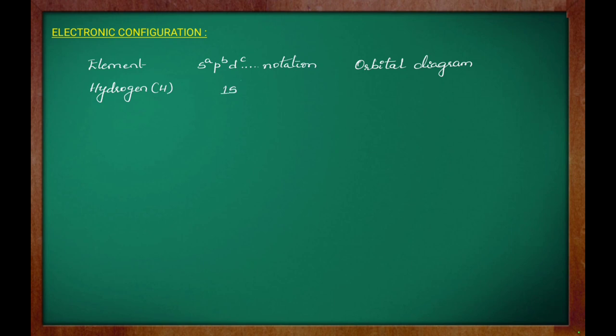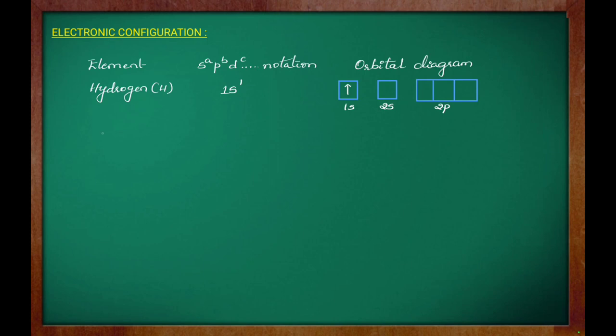So one electron entering the 1s orbital can be written as 1s1. In order to write the orbital diagram notation, let us consider the orbitals in the form of boxes. Let the first box represent the 1s orbital, this is 2s, this is 2p. Three boxes represent the px, py and pz orbitals. Since the hydrogen atom has one electron, that electron will enter the 1s atomic orbital.